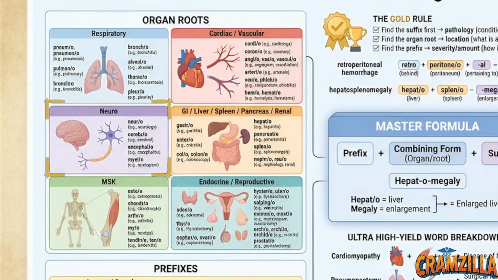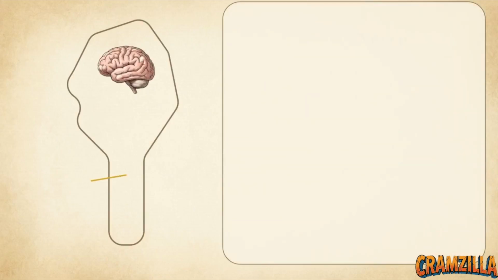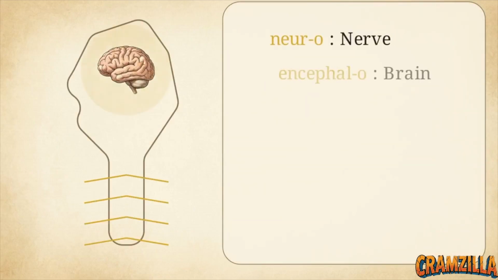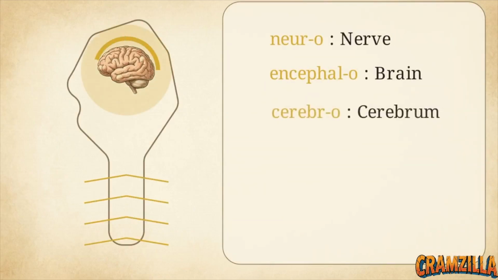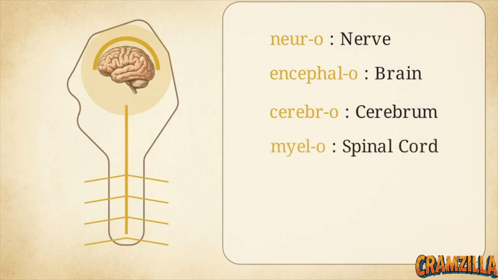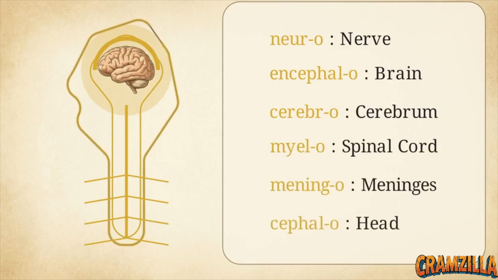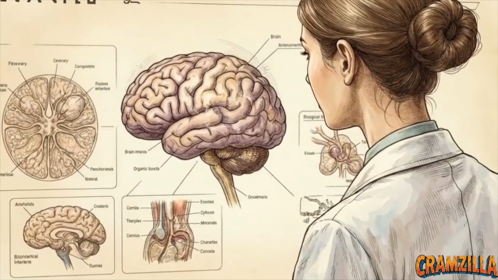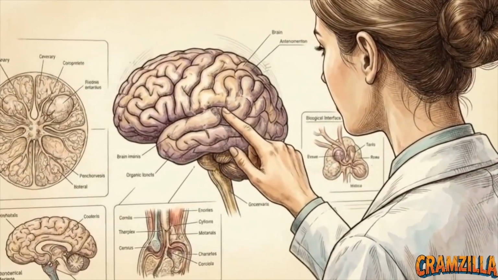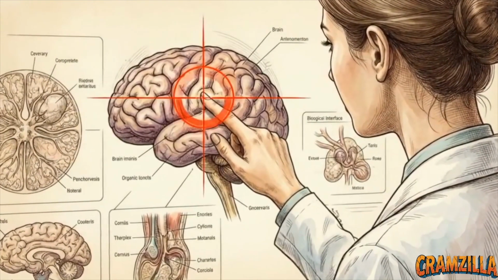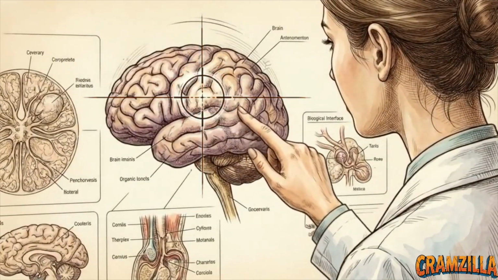The purple neurobox outlines the hardware of the central nervous system. This includes neuro for nerve, encephalo for the brain, cerebro for the cerebrum, myelo for the spinal cord, meningo for the meninges, and cephalo for the head. Identifying these specific root components allows a clinician to lock down the precise anatomical coordinate of any diagnostic term.